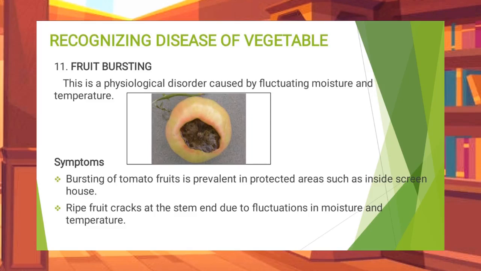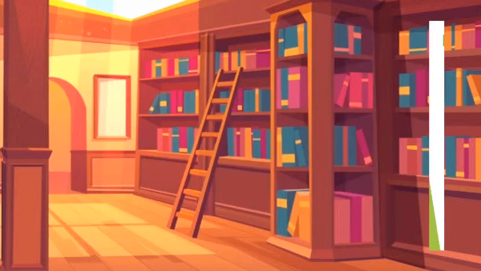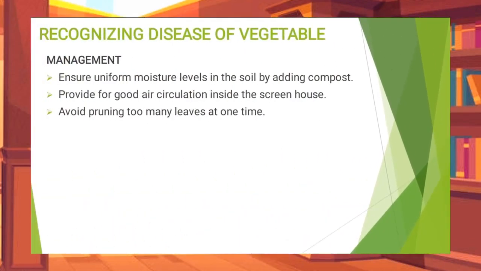So example mo ni siya, wala siya sa dadaot sa kainit. So management: ensure uniform moisture levels in the soil by adding compost. So provide for good air circulation inside the greenhouse. So avoid pruning too many leaves at one time.